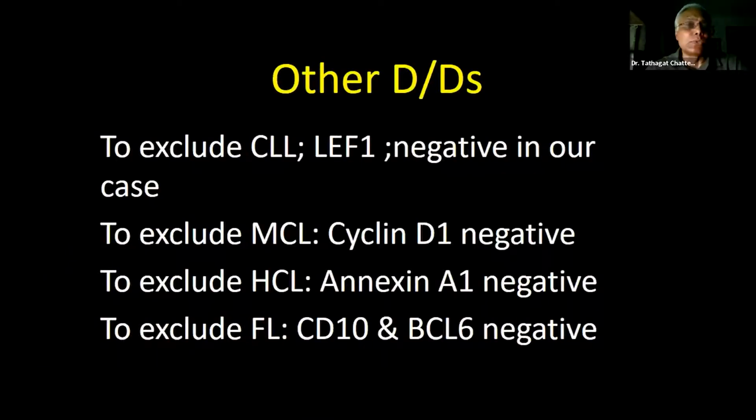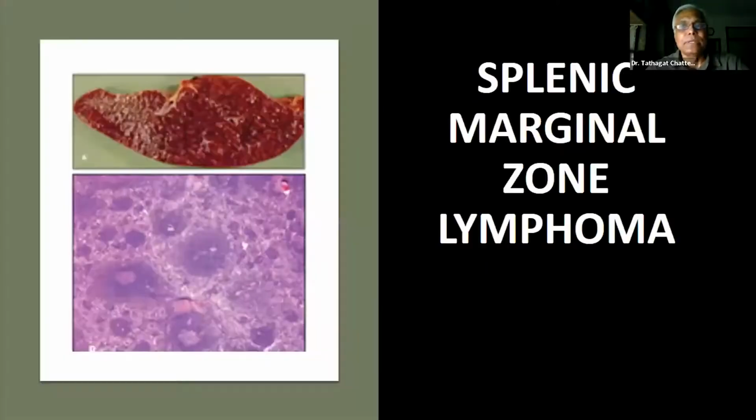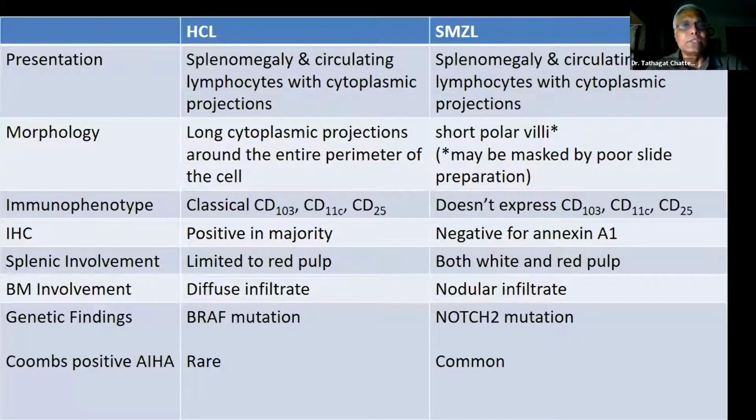So you must exclude CLL. LEF1 is a fantastic IHC marker. So it is negative here; LEF1 will always be positive in CLL. To exclude mantle cell lymphoma, do a cyclin D1. In our case, cyclin D1 was negative. To exclude hairy cell, of course, annexin A1 was technically negative. And to exclude follicular lymphoma, the CD10 and the BCL6 were negative in our case of SMZL, whereas in follicular lymphoma, CD10 and BCL6 will be positive. So final diagnosis, splenic marginal zone lymphoma.